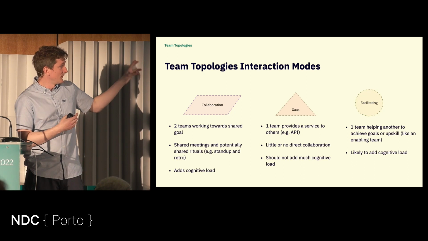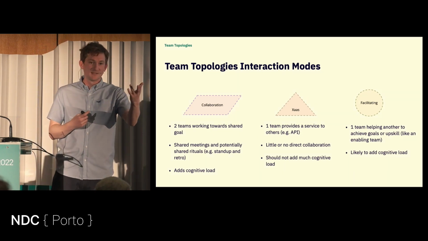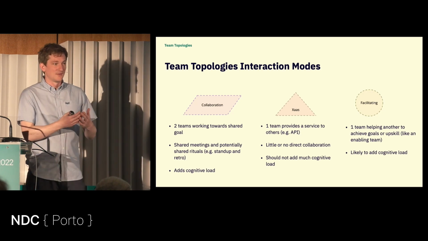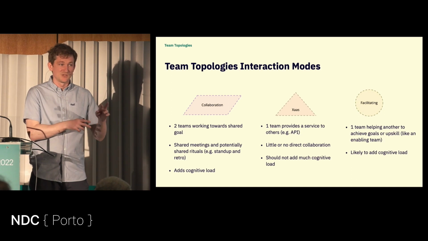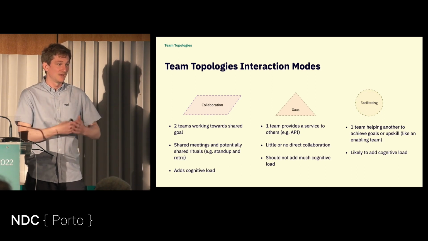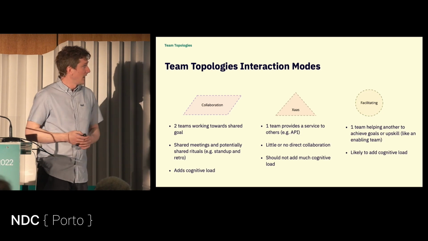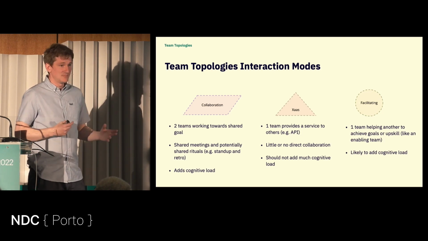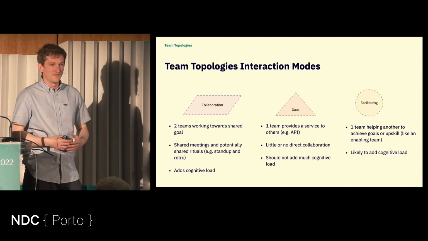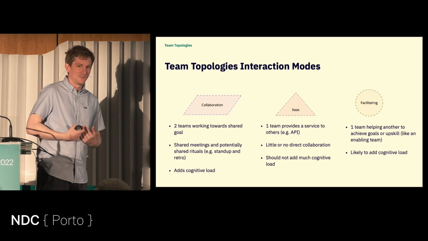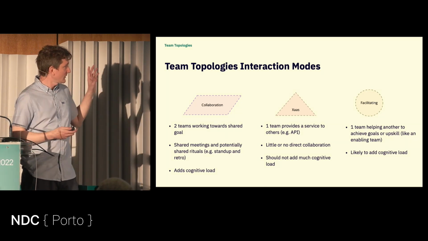X as a service, on the other hand, is where my team maybe uses Max's API, but I don't have to collaborate with him to do that. I read his docs, I send him a couple of messages on Slack, and I can start using it, kind of like when you use AWS and cloud stuff. And then facilitating is where one team is spending some time helping another team, like coaching, or if my team's late, we've got a big deadline coming up, maybe Max will help us to achieve that deadline.